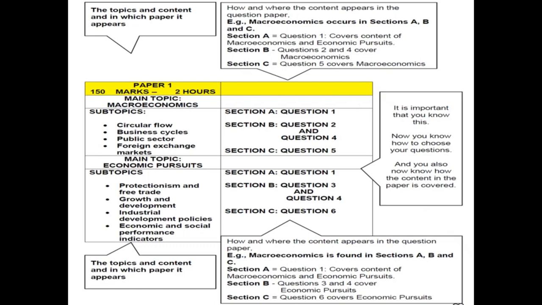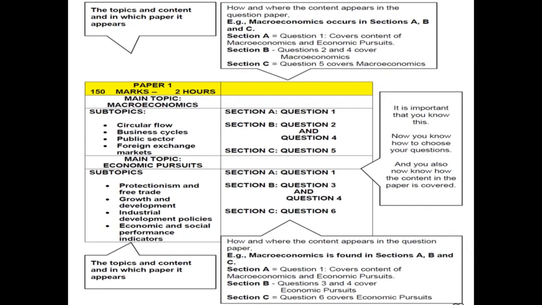So if you say, okay, question two is my strong point, and question four, then you know that basically covers macroeconomics. When you are more for economic pursuits, then you will see that questions three and four are the questions that you are going to cover. So take your 10 minutes before the start of the exam to go through section B and section C. And then you make your decisions.